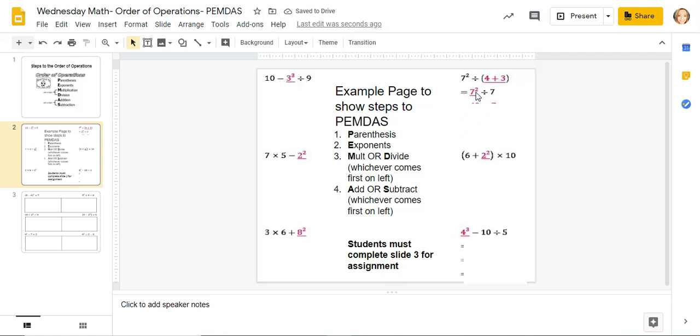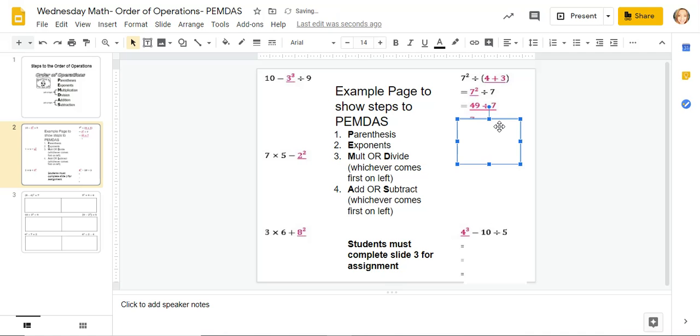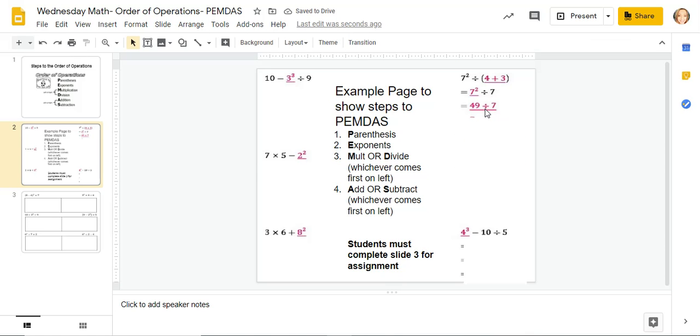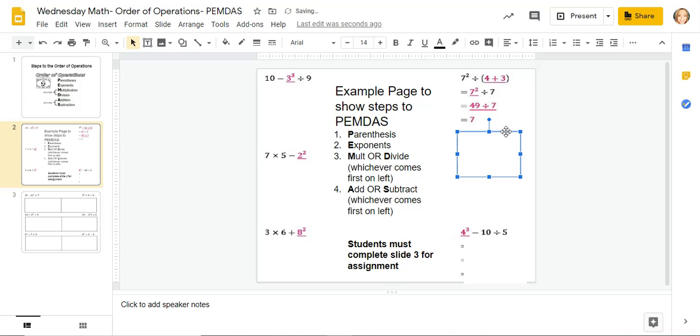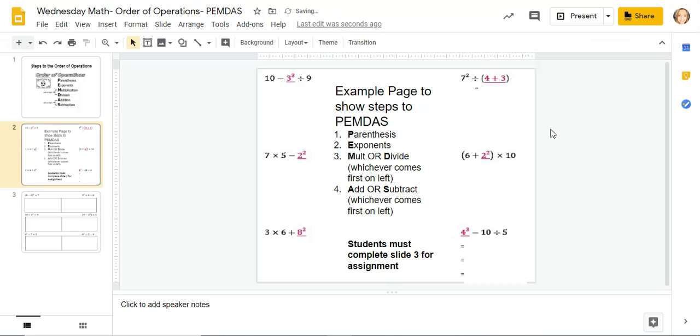So you see how they brought down the 7. Now you see you have to do your exponents before you do division. And so you'd have 49 now divided by 7. You're left with one operation left, division. And division is basic, right? It's backwards multiplication. So you just have a 7 left over there as your final answer. You see how the steps are so important.